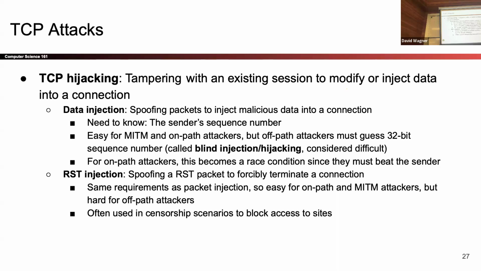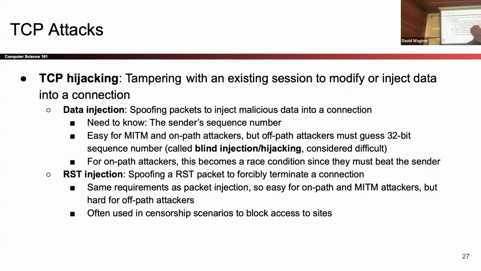An off-path attacker cannot eavesdrop, so they can't learn the sequence numbers. So an off-path attacker cannot mount this attack. So the initial sequence number helps protect against off-path attackers. That's why we have a random initial sequence number. The off-path attacker won't be able to guess what sequence number to use, and so if they try to do a data injection attack, it'll fail.